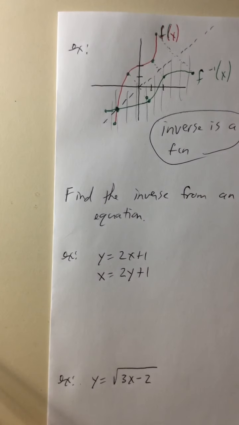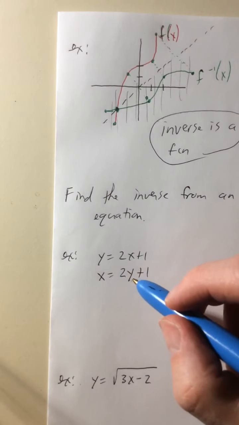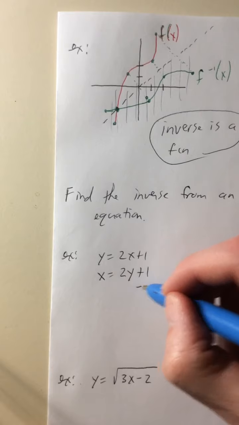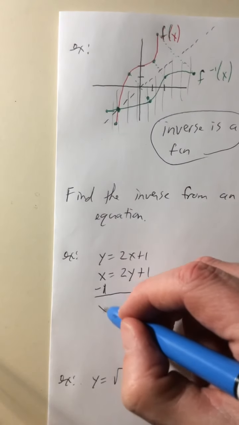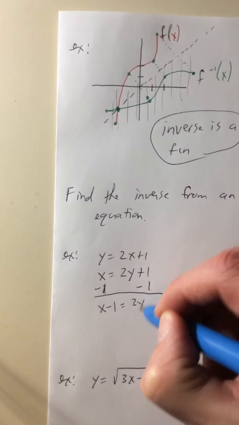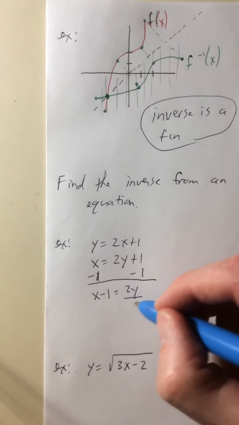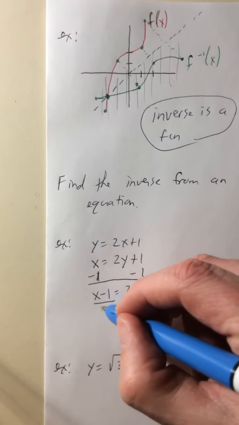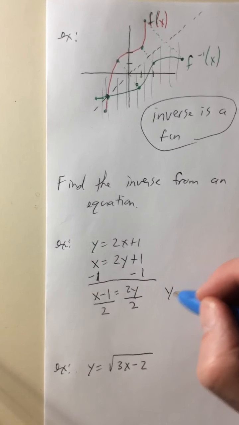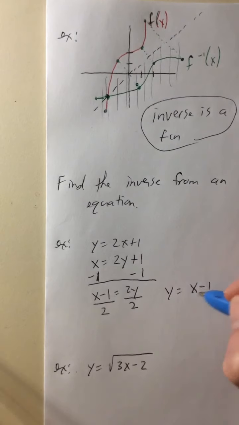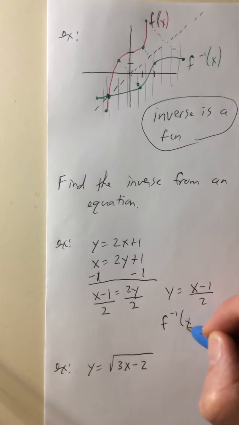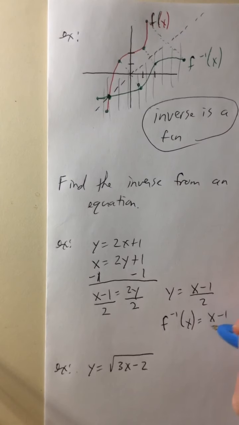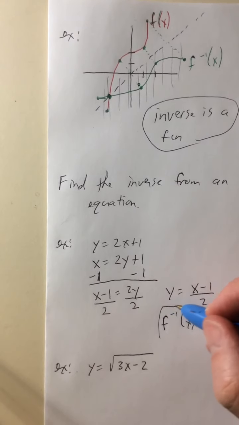And now we don't generally see our equations solved for x, so we're going to solve this one for y. We're just going to get y by itself. So we just do that in the usual way. Nothing tricky today. So we get x minus 1 equals 2y, and then we divide everybody by 2 so we can get y by itself. And we have y equals x minus 1 over 2, or we could say f inverse of x equals x minus 1 over 2. And that's it.